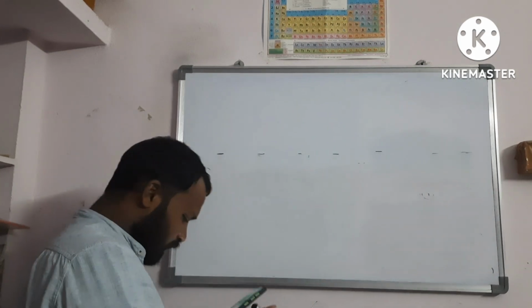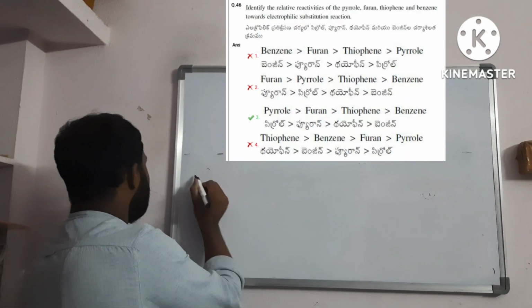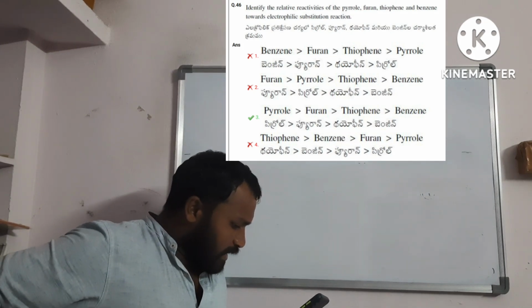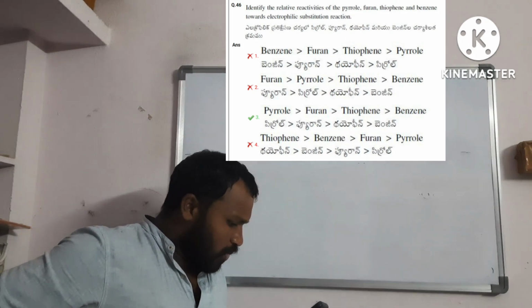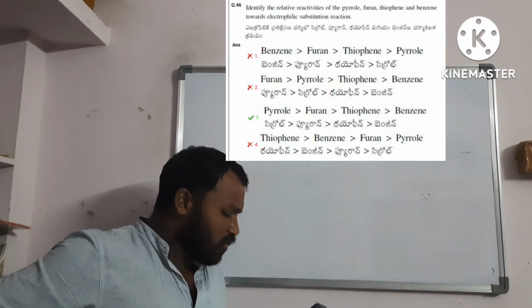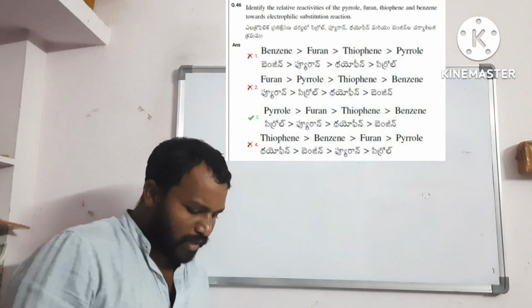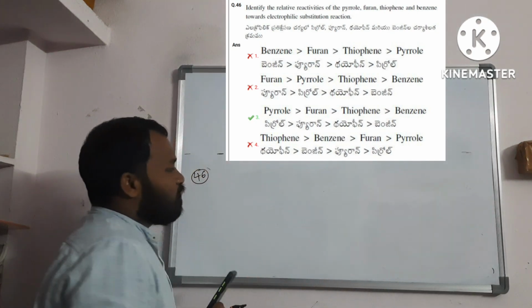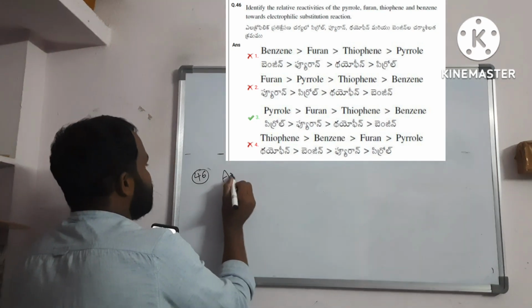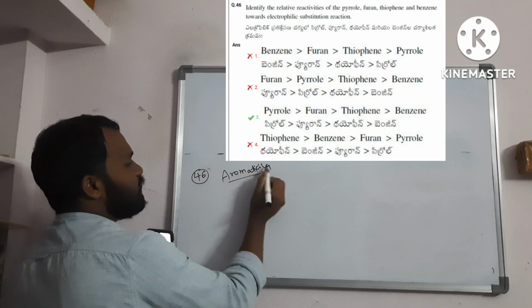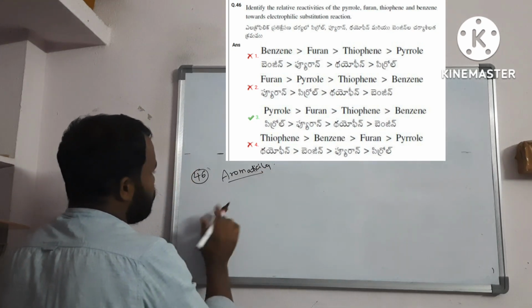Next, question number 46. Identify the relative reactivities of pyrrole, furan, thiophene and benzene towards electrophilic substitution. For this, I will first discuss some concepts. First, aromaticity or resonance energy. They have asked this many times.